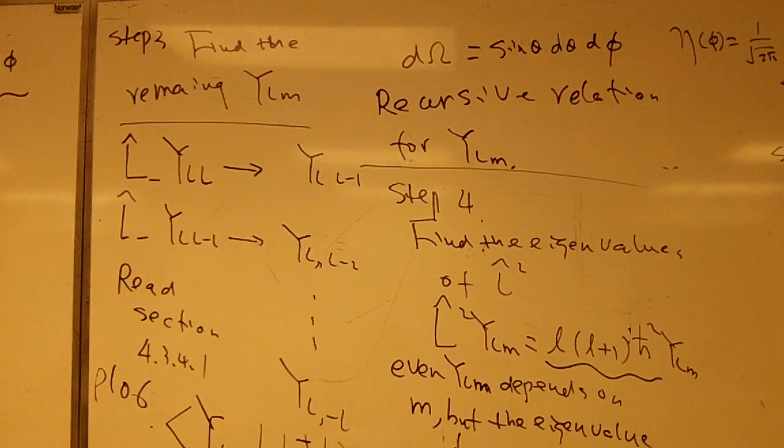(l h bar squared plus l squared h bar squared) Y_ll equals l(l plus 1) h bar squared Y_ll. So the eigenvalue of L squared is l(l plus 1).